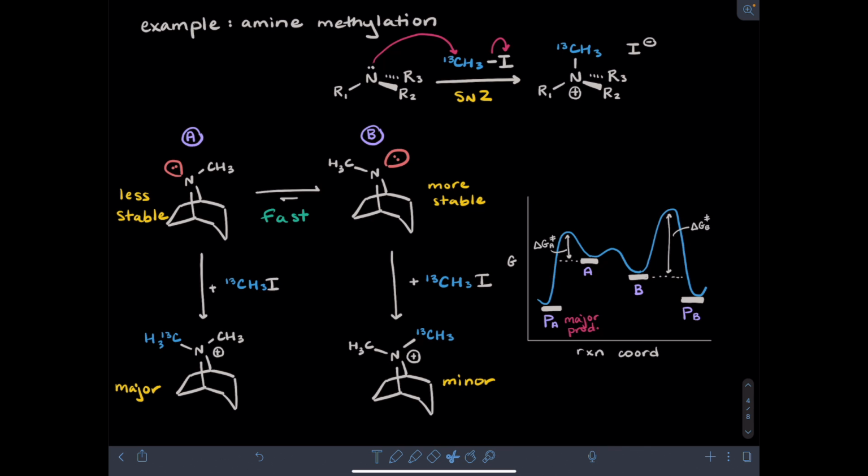To reiterate just one last time, our product distribution is determined by these barrier heights and not the starting energies of A or B.